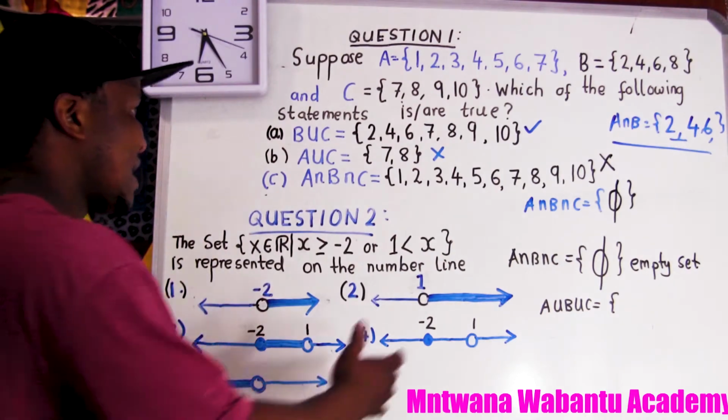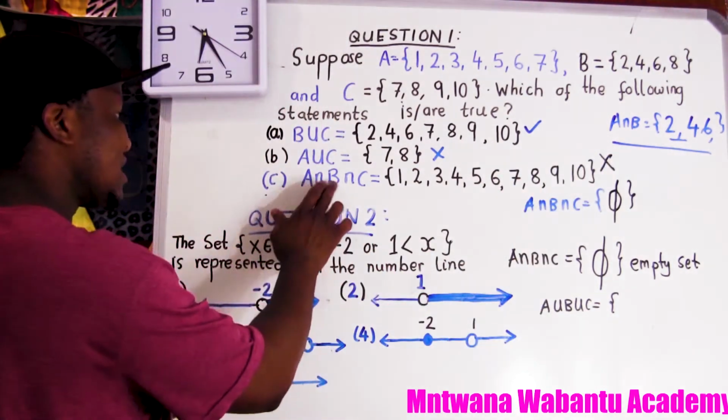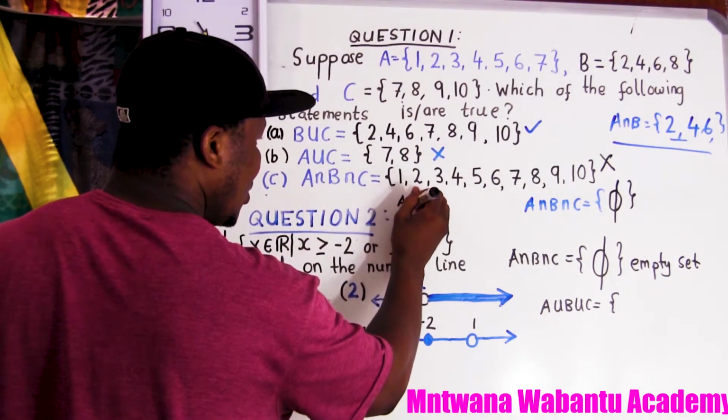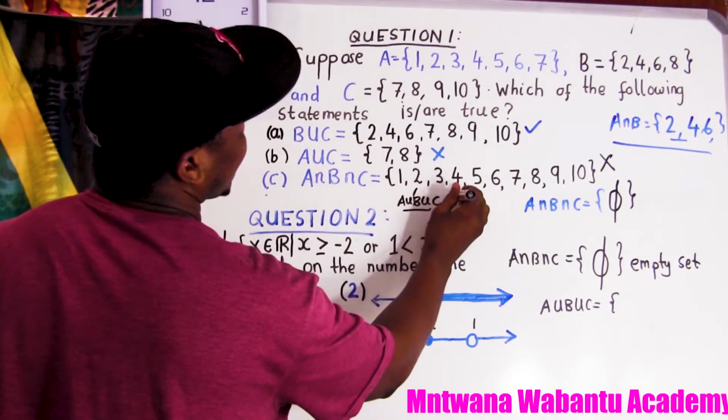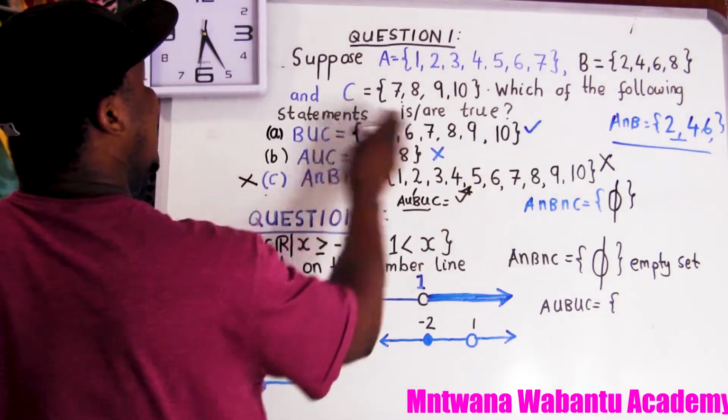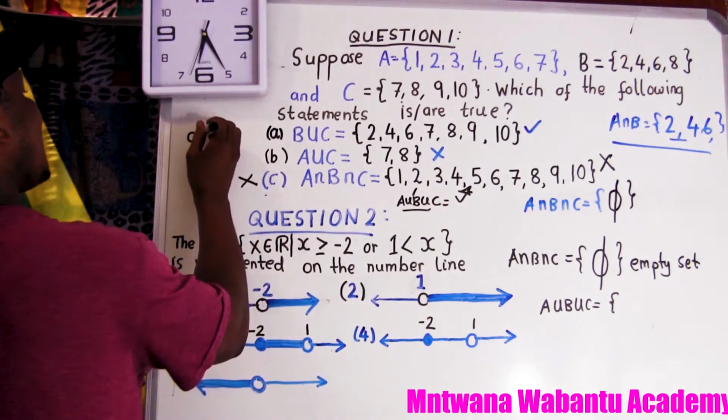But for this case, it's not true because they say A intersection, which is empty, but this is A union B union C, this one here. So for that case, it's not true. So only option A. Only A is true.